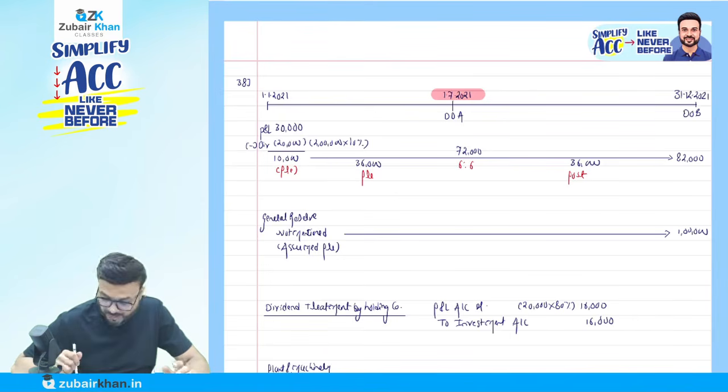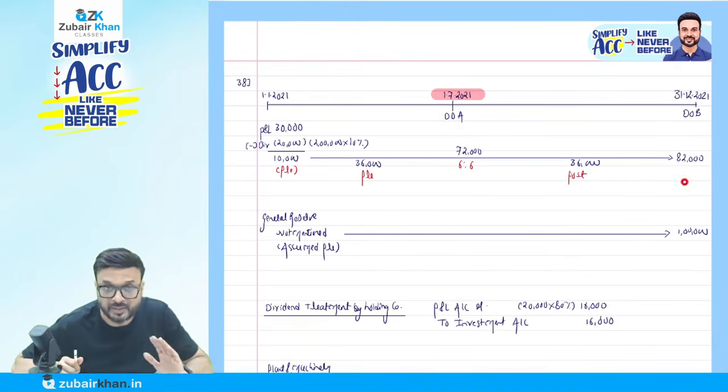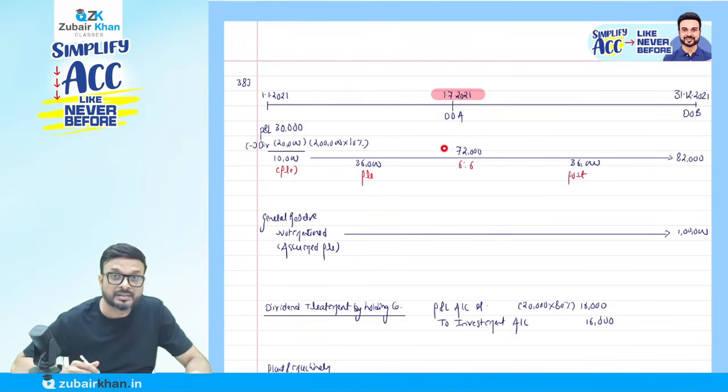At the end, it is 82,000. So it did not increase from 30,000 to 82,000. Basically, it increased from 10,000 to 82,000, because out of that 30,000 they paid a dividend of 20,000. So how much balance was left? 10,000 from the opening, and it increases from 10,000 to 82,000. So it increases by 72,000.